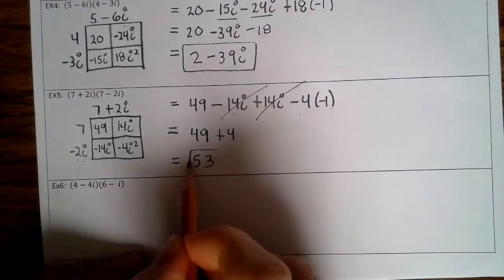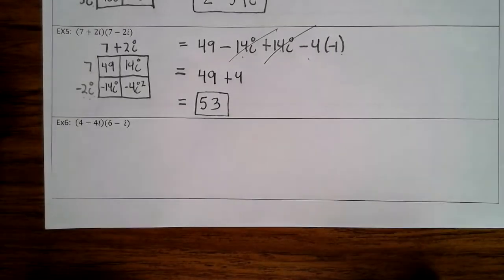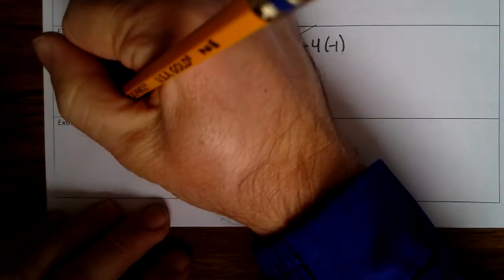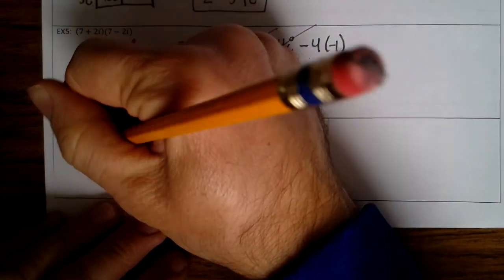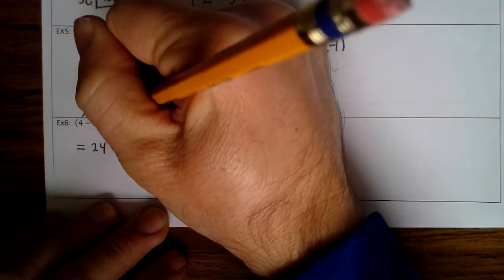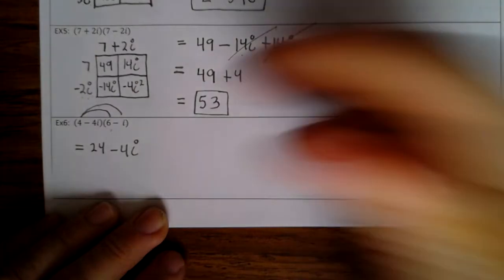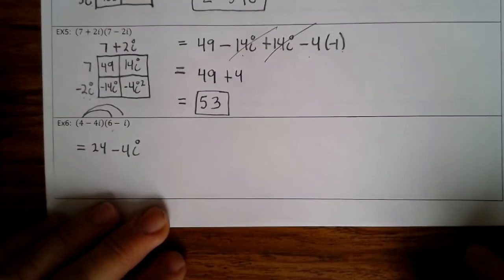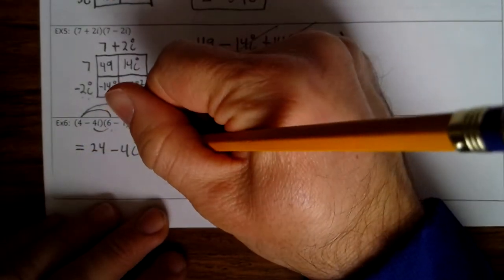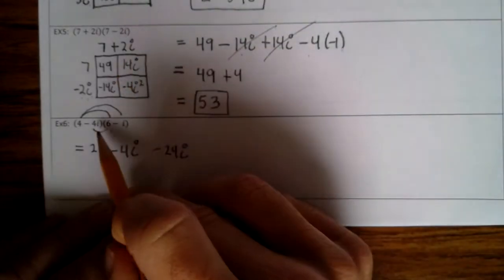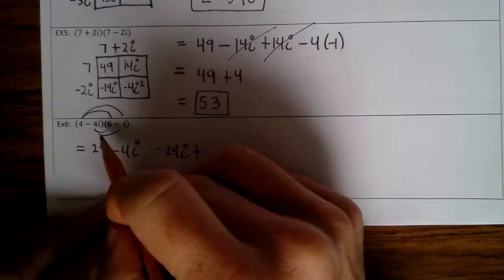Now I've done 2 using the box method, but let me show you example 6 using FOIL. Okay, so we're going to multiply the 4 times the 6. So 4 times 6 is 24. And then we're going to multiply 4 times negative I, so that's minus 4I. Now we're going to multiply negative 4I times 6, which is negative 24I. And then negative times negative is positive 4, and then I times I is I squared.